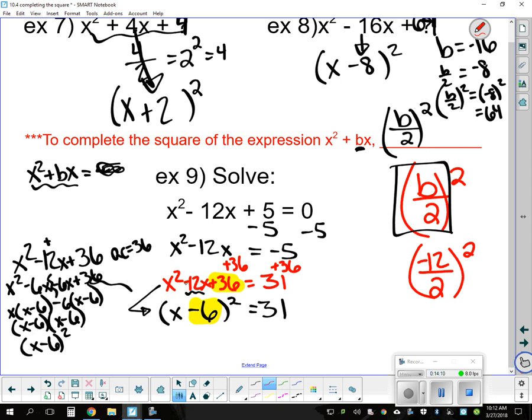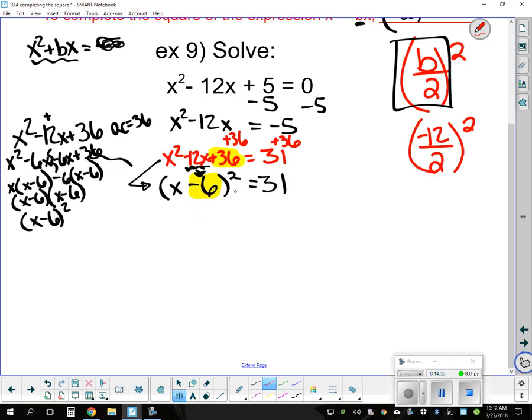So technically what you're doing is you're factoring this red left side. However, I don't want to do all this work every time, and I'm sure you guys don't either. So the shortcut is take half of b and put it right there. x minus b over 2 squared. Very similar to your b over 2 squared there. Okay?